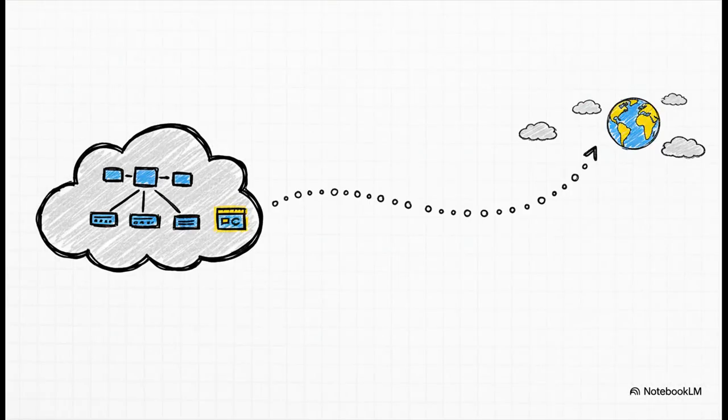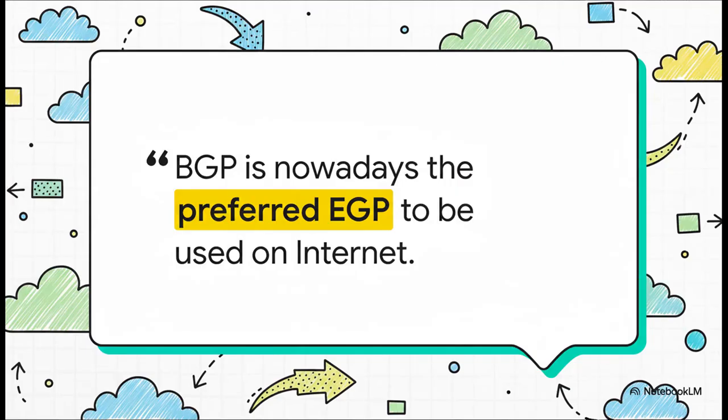All right, so our little packet has made it. It used an IGP to successfully navigate its local neighborhood, and now it's standing at the edge, the border crossing. It's about to step out onto the global stage, to travel between massive, completely independent networks all over the world. And for that, it needs a totally different, much more powerful kind of routing protocol, an exterior gateway protocol, or EGP. And let's be honest, when we talk about EGPs today, we're pretty much just talking about one single protocol, the one that literally holds the entire global internet together. And that's BGP, the Border Gateway Protocol.